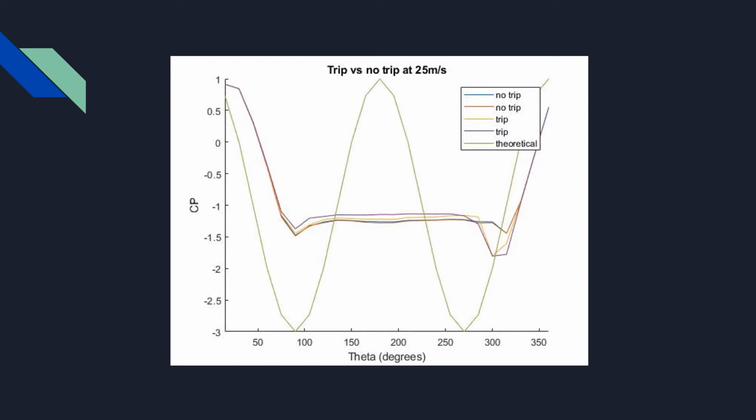Take a look at the data for 25 meters per second for trip versus no trip. At 90 degrees, again, not much difference, but at the underside of the cylinder at around 270 to 320 degrees, we have the lowest coefficients of pressure, sustained for a longer time than at 10 meters per second and 5 meters per second. This corresponds with the idea that a higher Reynolds number with a trip strip will produce more turbulent flow, and therefore the flow will stay attached for a longer time.